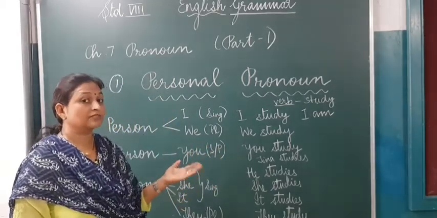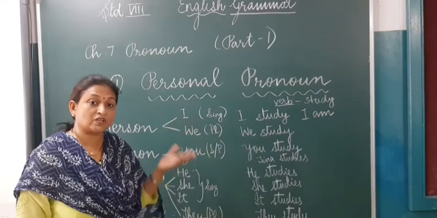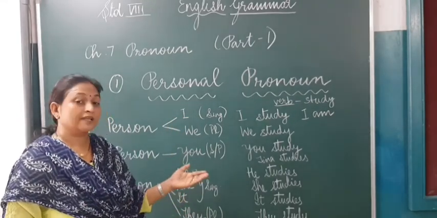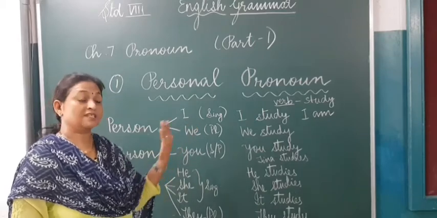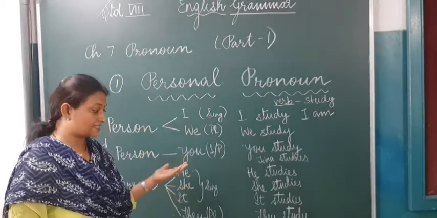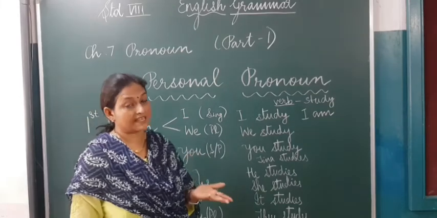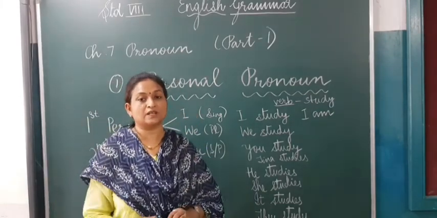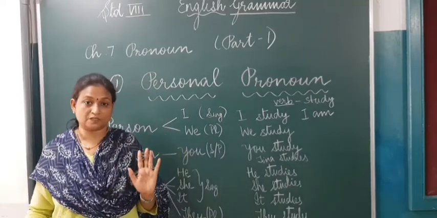Tina will become sings. Whenever we have third person singular number, S will come. He sings, she sings, it sings, they sing. Only in third person singular number that S will come, otherwise no need of it.